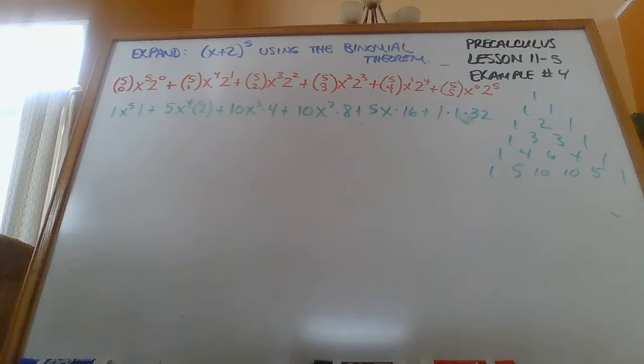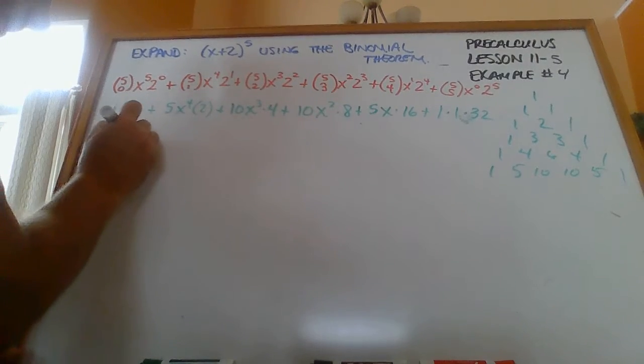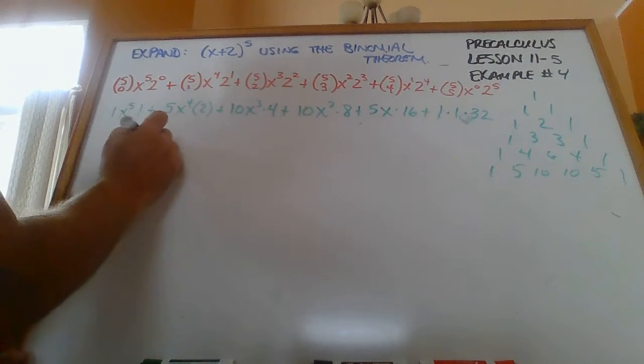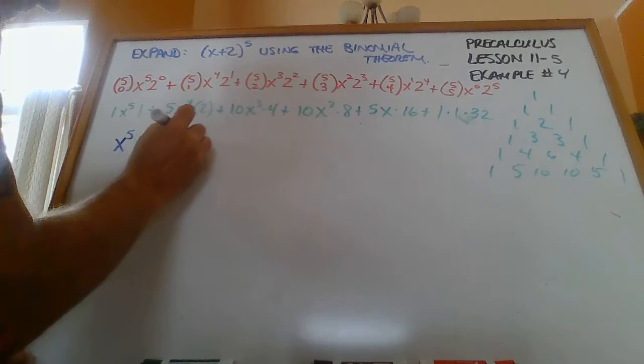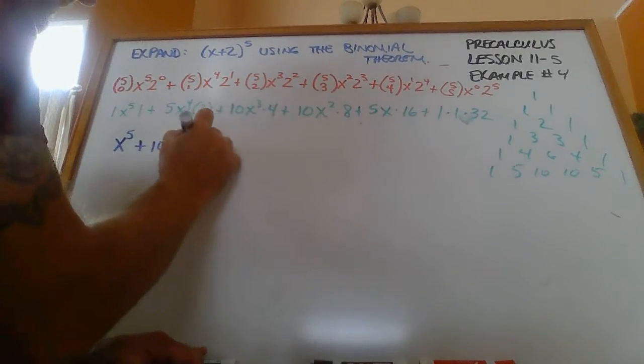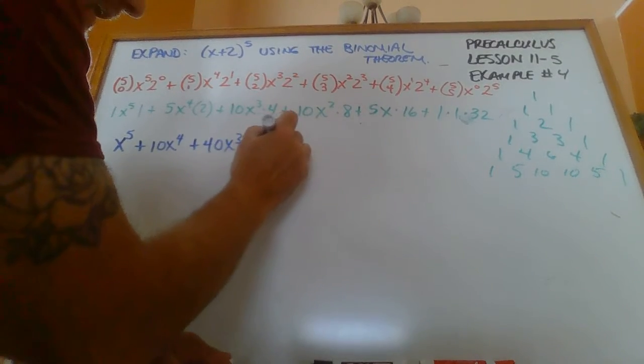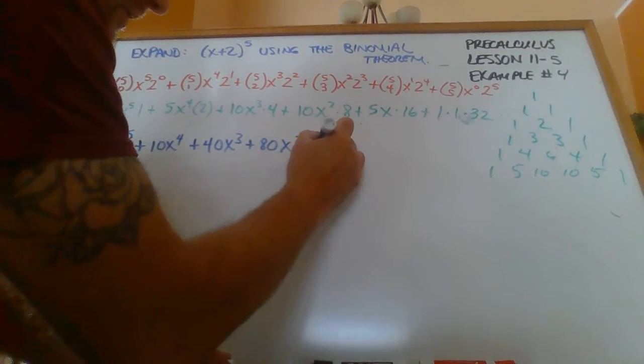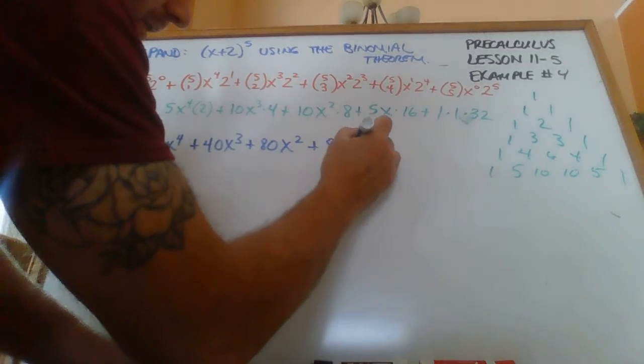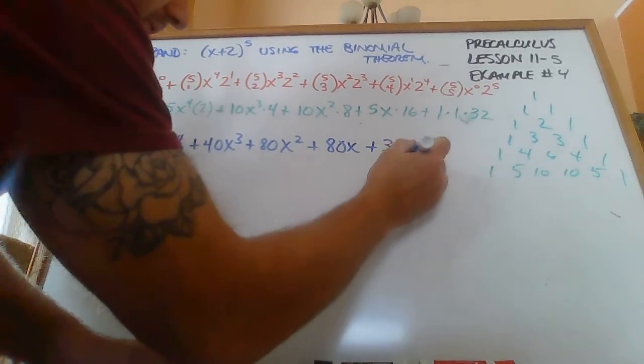And now all I have to do is clean this thing up, and I'll have my answer. So this is x to the 5th. That's 10 x to the 4th. This is 40 x to the 3rd plus 80 x squared. 16 times 5 is 80 x plus 32.